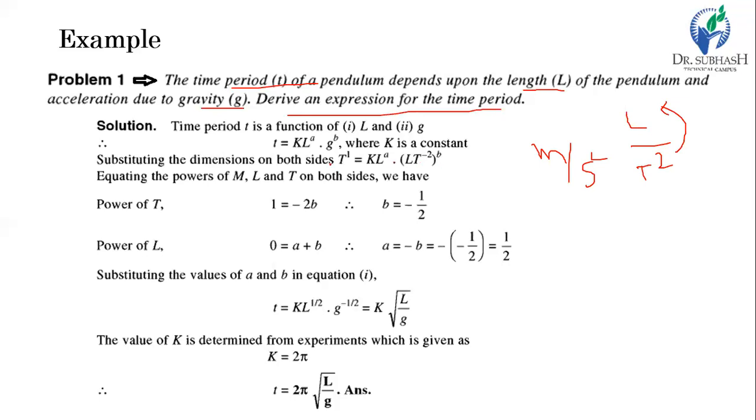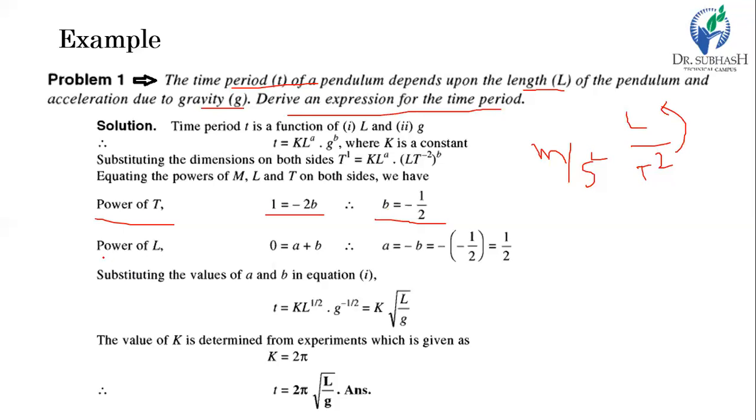Now after putting the fundamental dimensions of all these variables, dependent or independent, let's compare the powers of the fundamental dimensions, either M, L, or T. Here we have only two fundamental dimensions, T for time and L for length. So we compare the power of T first. On the left-hand side the power of T is 1. On the right-hand side, K and L have no time parameter, and g gives T raised to minus 2b. So 1 equals minus 2b, from which we get b equals minus 1 half.